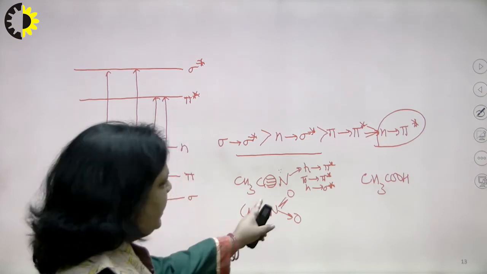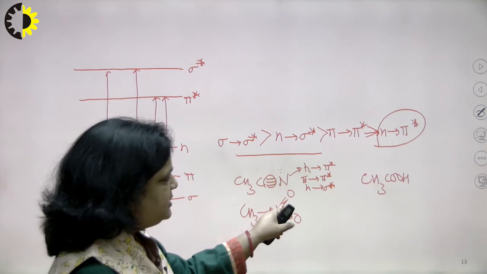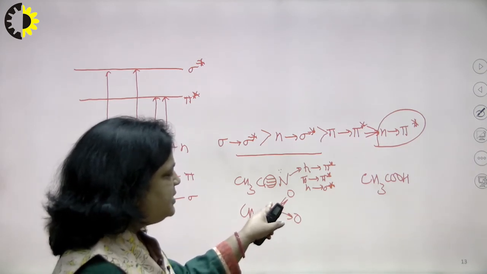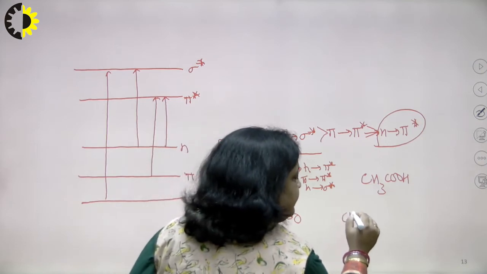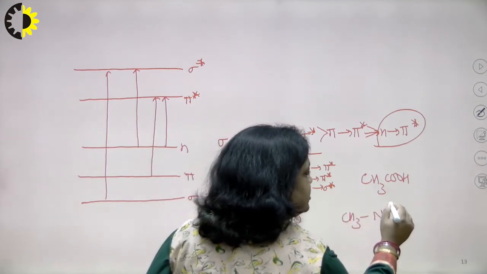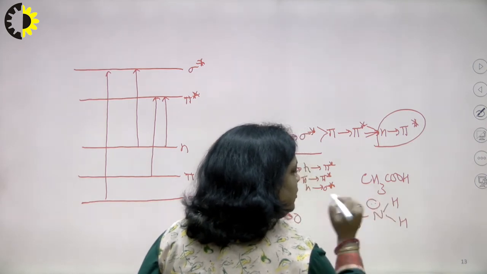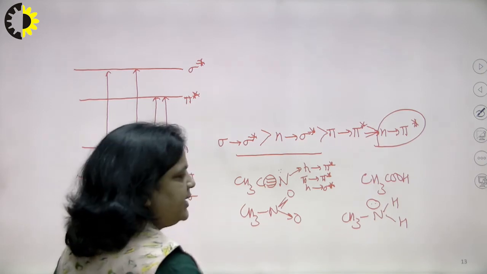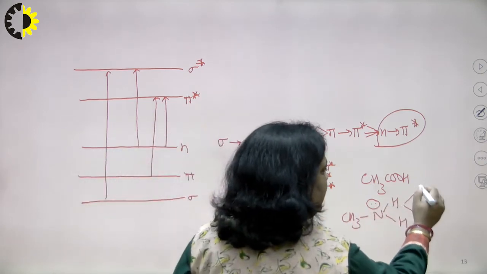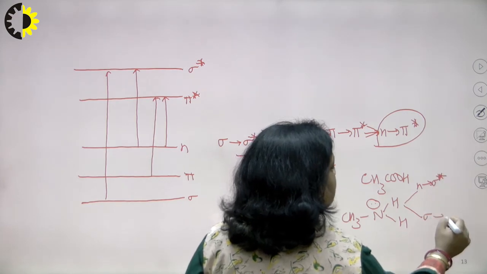Now again N double bond O2, the same situation is there. Here a pi bond is there, and a non-bonded electron is there. So all 4 transitions are possible. Suppose in an amine, that is in CH3NH2, non-bonding electrons are there, but there is no unsaturation. So in this case the transitions will be only n to sigma star or sigma to sigma star.